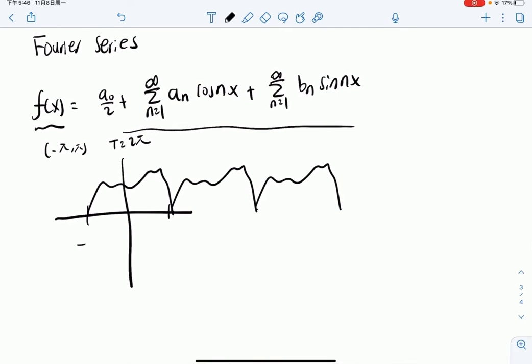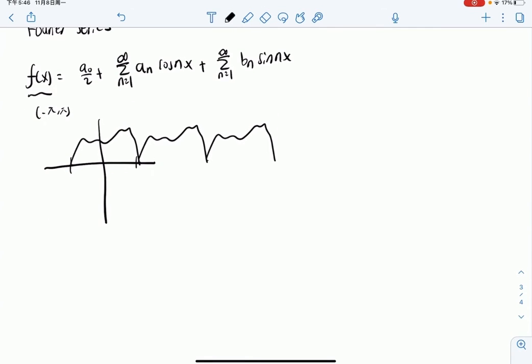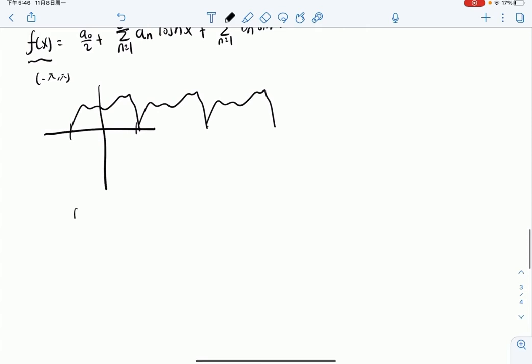The Fourier series says this function can be represented or expanded into this form. We're going to take a look at how we can derive this formula. So first we need to consider something which is the integral of cosine mx cosine nx dx.